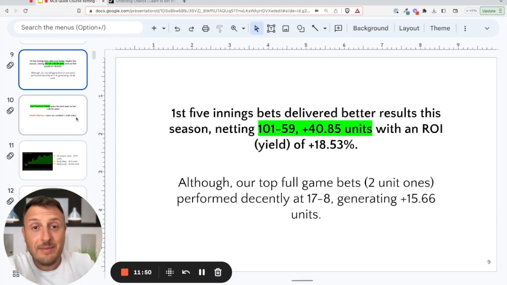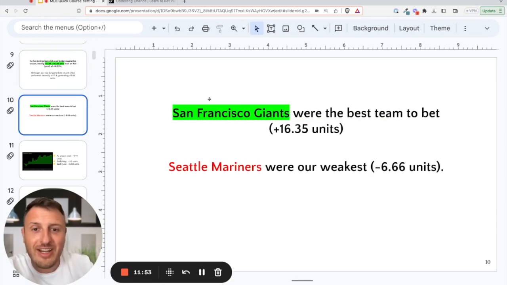The best team to bet so far was San Francisco Giants. They made more than 60 units of profits. I also made the most bets on San Francisco Giants, and the worst team was Seattle Mariners, minus 6.66 units.